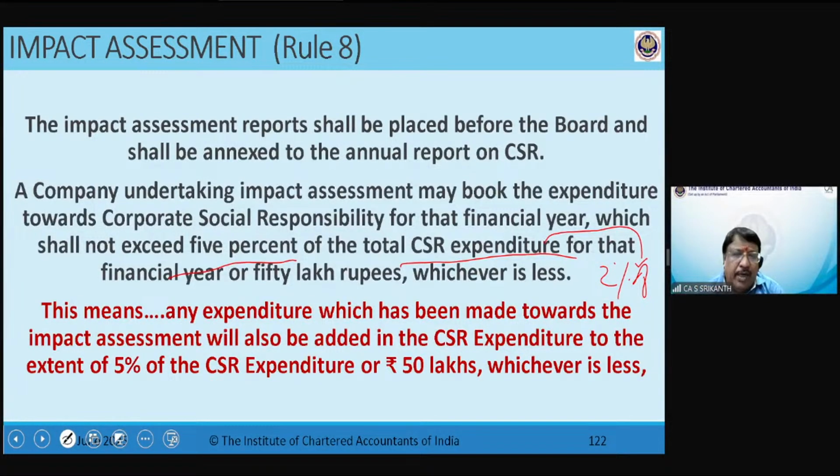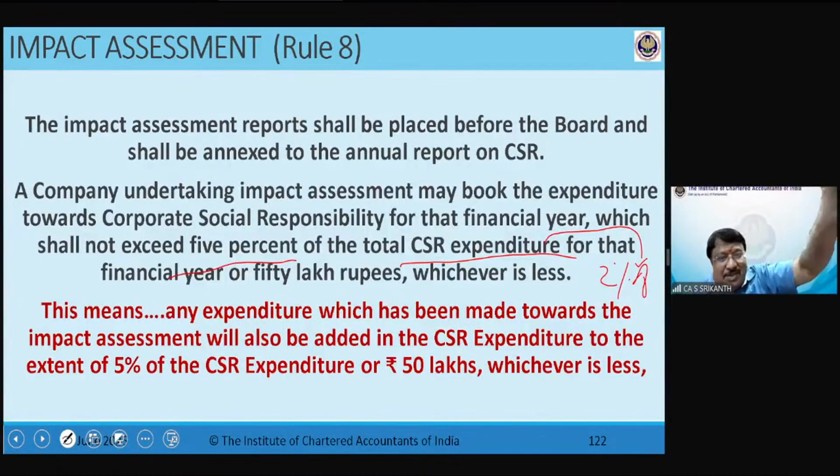What do you get? 80 lakhs. Now that 80 lakhs, you calculate another 5%. 5% is 4 lakhs. That's all. Or 50 lakh, whichever is less. That is 5%. Got it? I hope my arithmetic is correct. So it is restricted. Now, in addition to this 5% on impact assessment, you have one more 5%.